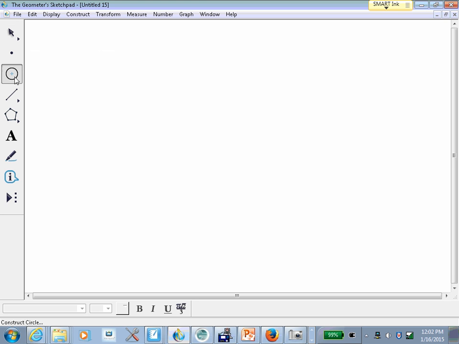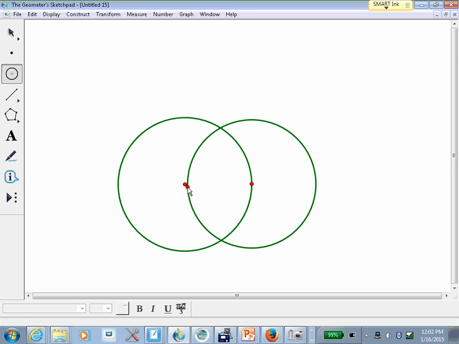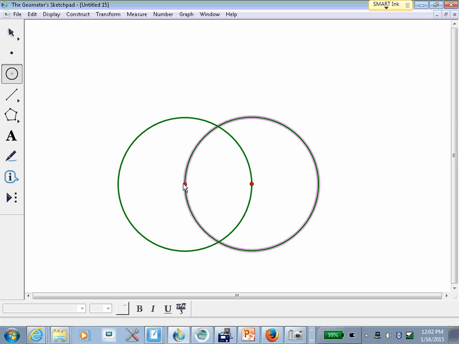So we're just going to start with a circle, and then we're going to make another circle with the same radius as the first one. So I'm just going to click on that point and draw it back to the other one. So I have two congruent circles. And then I am going to mark the two points of intersection.